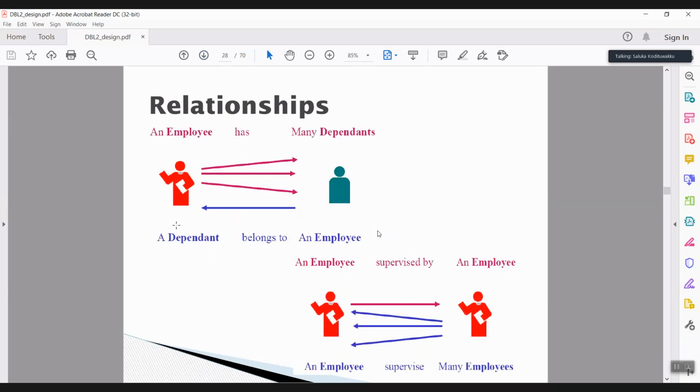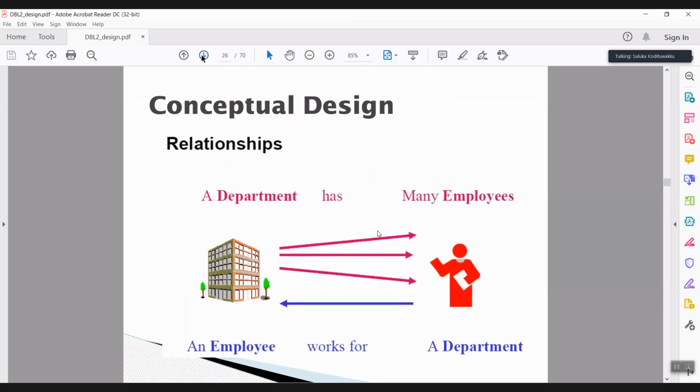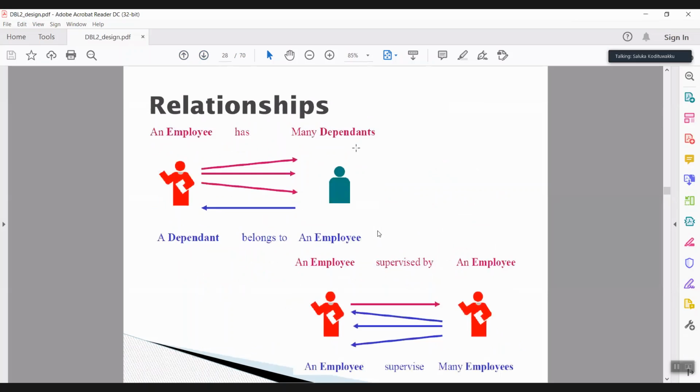And this is the same relationship you saw earlier. An employee has many dependents, and each dependent belongs to an employee. And then another one. Here, the two entities are different: employee and dependent. Sorry, I made a mistake. The previous one was department and employee. Now it is employee and dependent. One employee may have multiple dependents, but each dependent belongs to a particular employee.